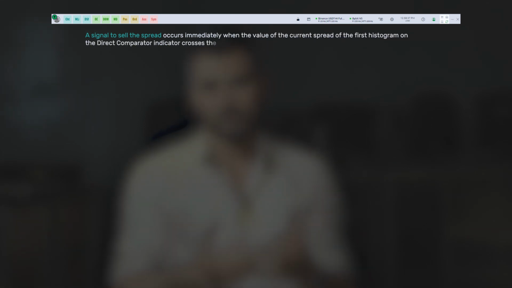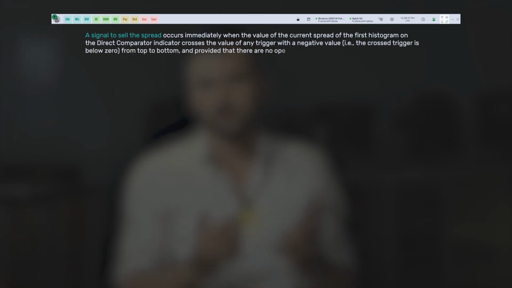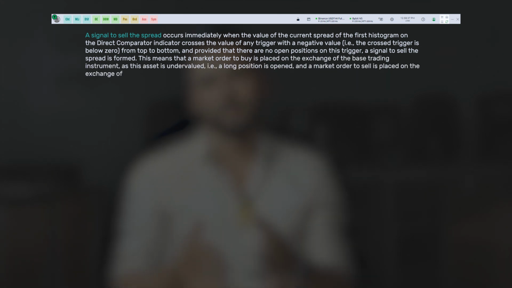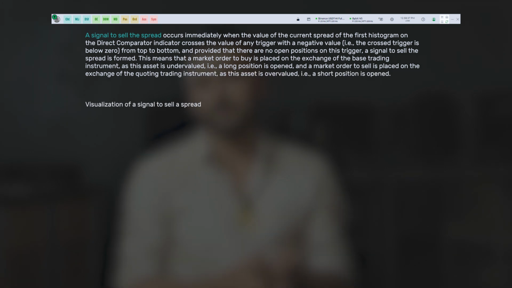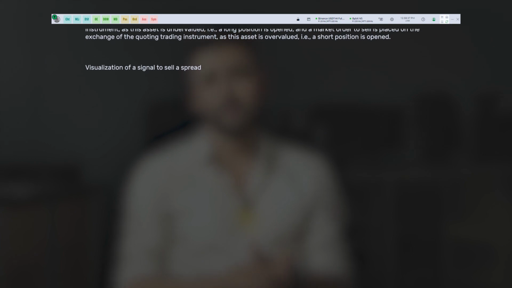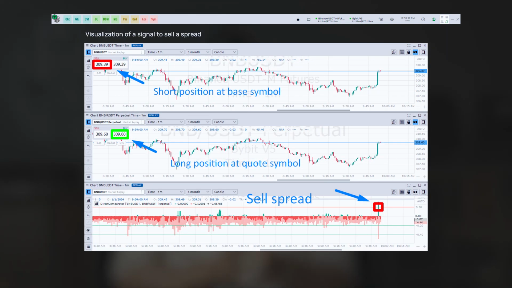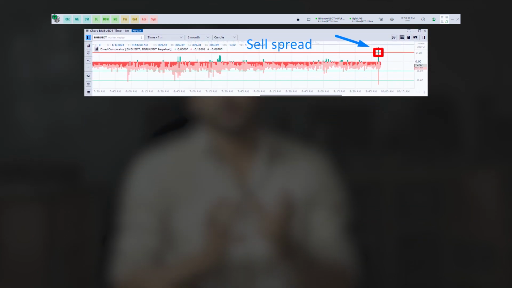My example of a sell signal. A sell signal occurs immediately when the value of the current spread of the first histogram on the direct comparator indicator crosses the value of any trigger with a negative value from top to bottom, and provided that there are no open positions on this trigger, a sell signal for the spread is formed. This means that a market order to buy is placed on the exchange of the base trading instrument. As this asset is undervalued, a long position is opened, and a market order to sell is placed on the exchange of the quoting trading instrument. As this asset is overvalued, a short position is opened.